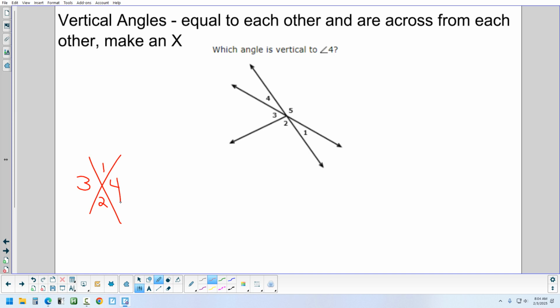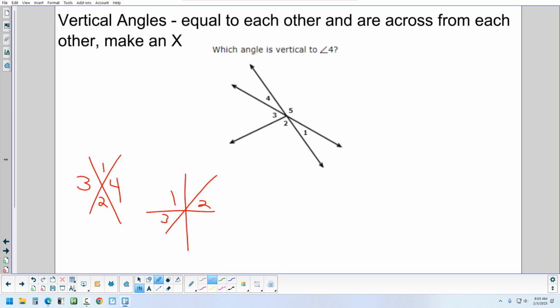Okay. So if you had something like, let's say it's something like that, and that was angle 1 and 2. Angles 1 and 2 are not vertical there. They're not across from each other in an X shape. They're kind of across, but that's not right. Angles 2 and 3, yes, those are across from each other.